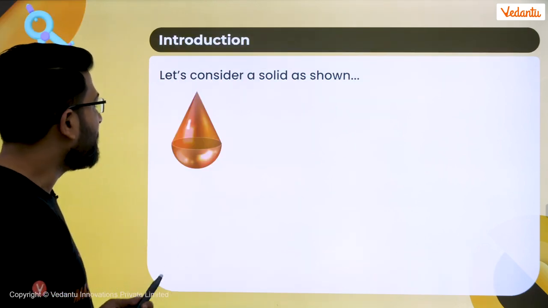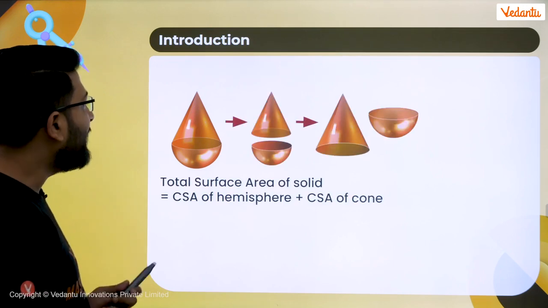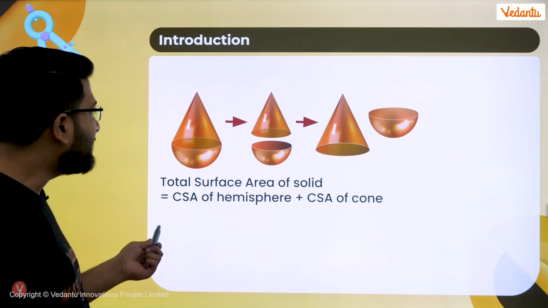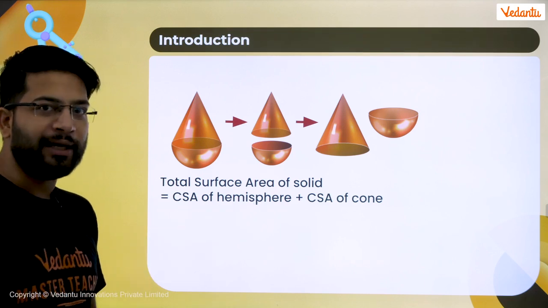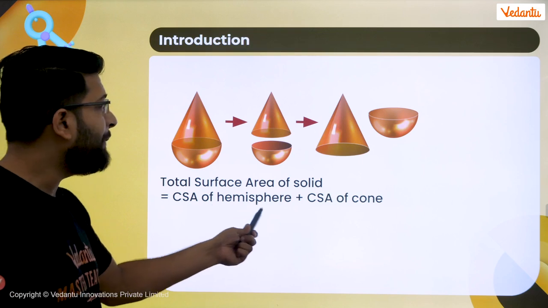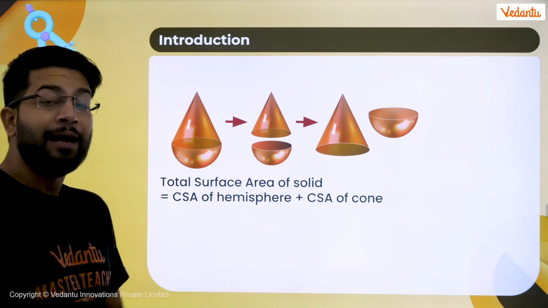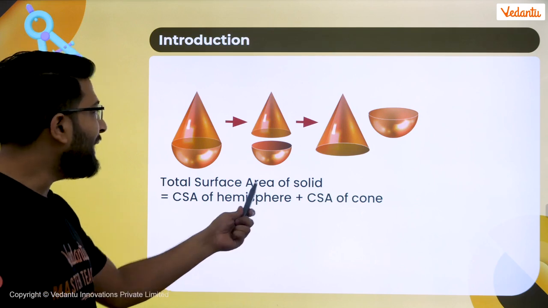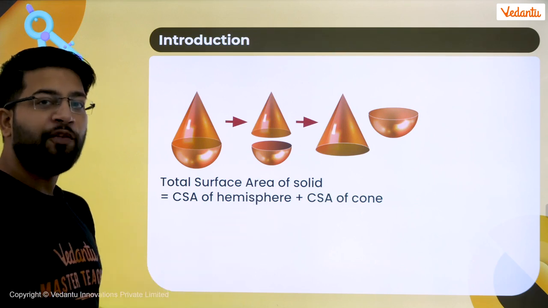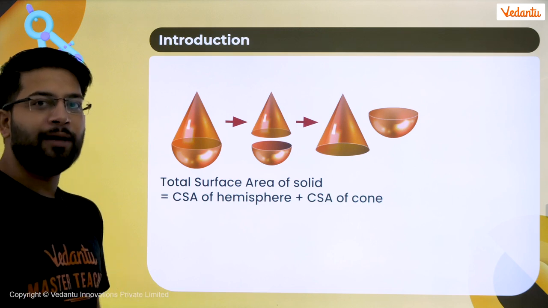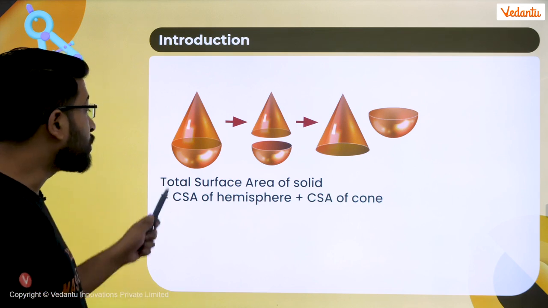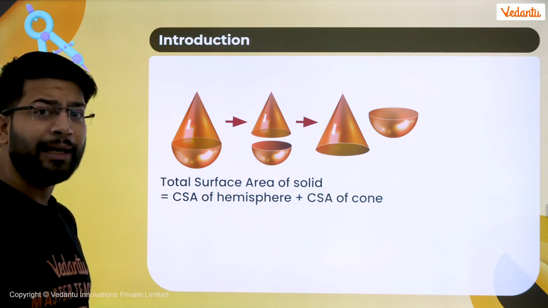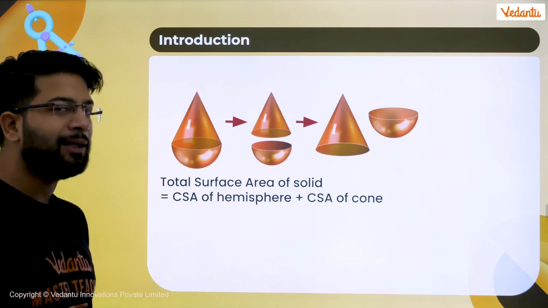So champ, look at this one. This solid is the combination of the cone and the hemisphere. So we can say the total surface area of the solid will be CSA of hemisphere plus CSA of cone. And why are we taking the CSA, not TSA? Because the base of the cone and the flat surface of the hemisphere are inside the solid. That is not the base and the top of the final solid. That is why we are only considering the CSA.